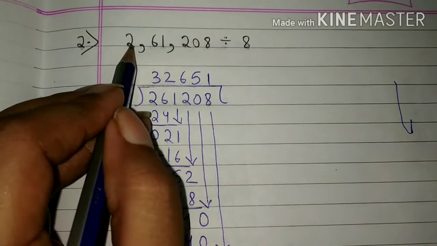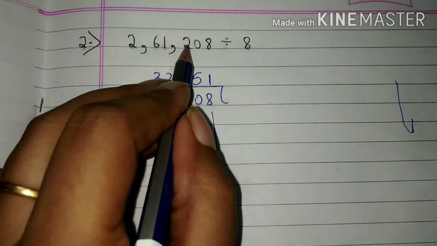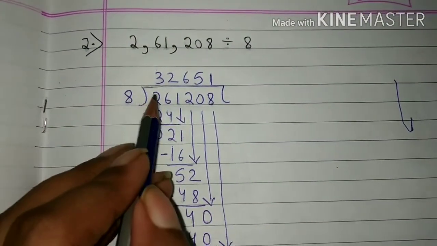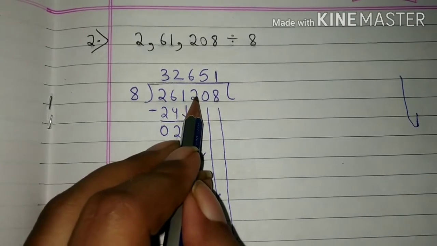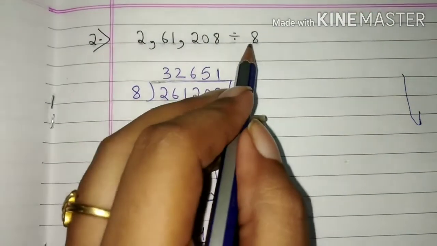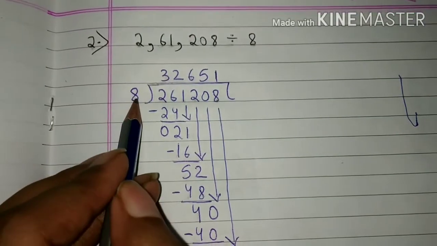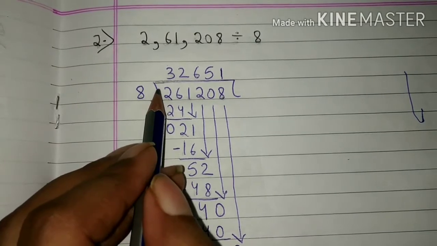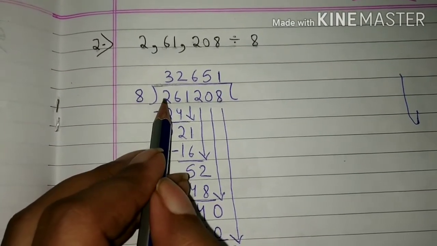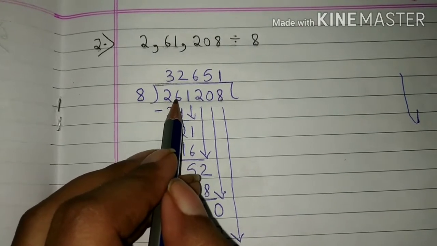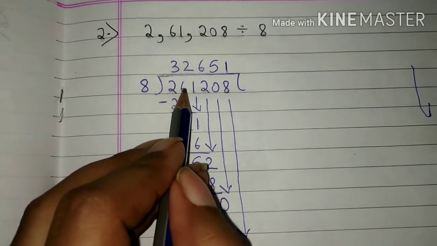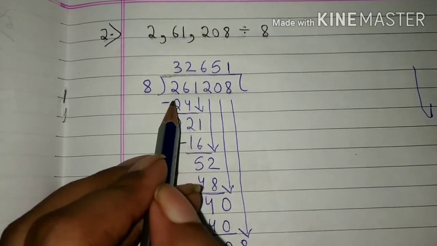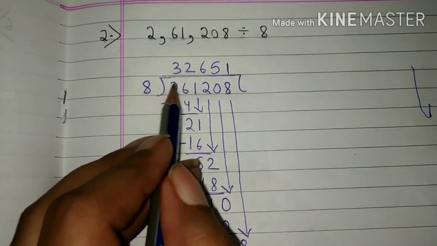Second question. 2,61,208 divided by 8. Students, we will write 2,61,208 here, and after that we will write 8 here. Now students, here first digit is 2. Students, 2 is smaller than 8. So we will consider next digit, that is 6. Now number become 26. Students, 8 into 3 is 24, and 24 is just smaller than 26.